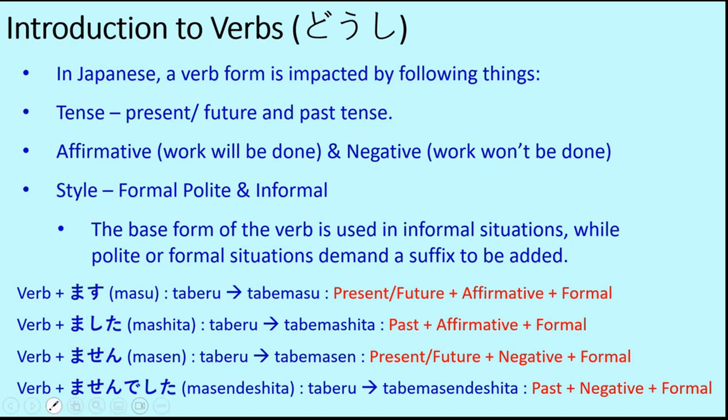Then the verb, when suffixed with masen deshita, becomes tabemasen deshita, which is the past tense, also the negative form, and also the formal form. So this is how the informal taberu becomes tabemasu, tabemashita, tabemasen and tabemasen deshita by combining present or future and past tense, the affirmative or negative, and the formal style of writing.